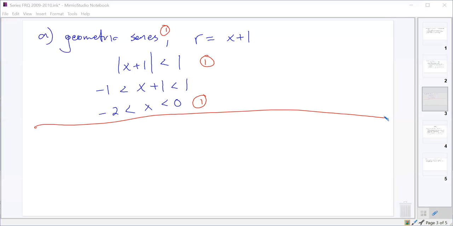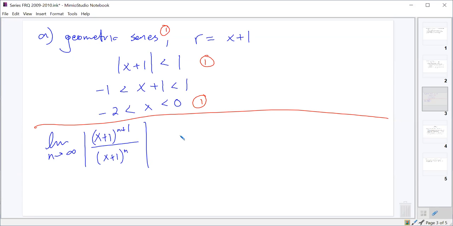And so you could have also set it up as a ratio. You would have done the limit as n approaches infinity of the absolute value of (x plus 1) to the n plus 1 over (x plus 1) to the n. And that would have just given you the absolute value of x plus 1. And using the ratio test, we know that if that is less than 1, that's when it converges. And so we would have then done the same thing and got that it at least converges on negative 2 to 0.